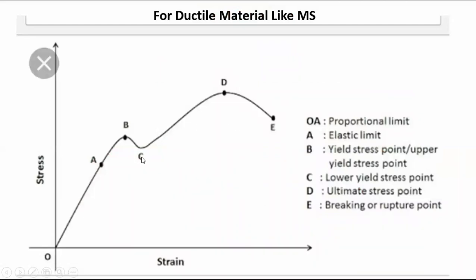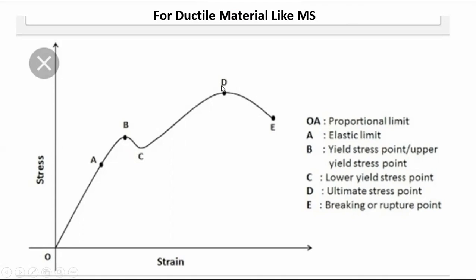Point C we have discussed. It is the lower end yield stress point. Then point D is the ultimate stress point. And finally the point E is breaking or rupture point, breaking point. Okay. What are the significances of all these points on the graph?